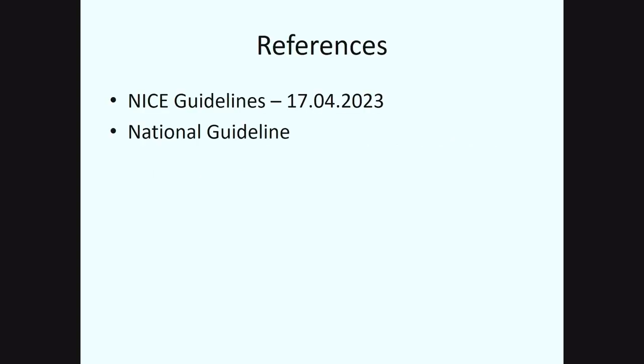So these references are from the NICE guideline. There are a lot of changes in the latest guidelines, which is from 17th of April 2023. And this is the one which strongly recommends placental growth factor in the management of hypertension in pregnancy, and these national guidelines and so on.